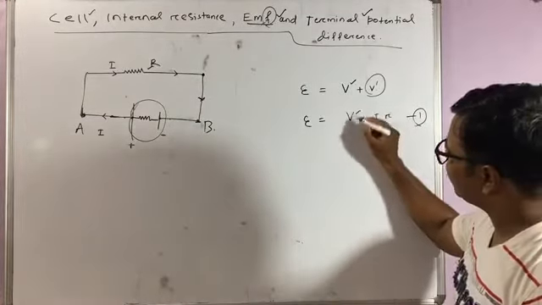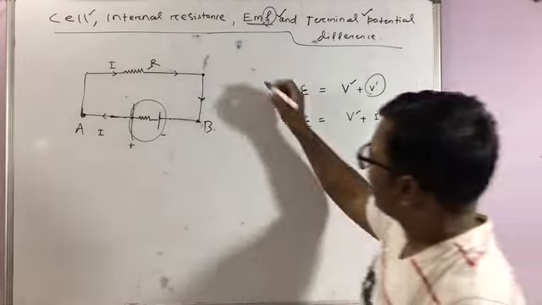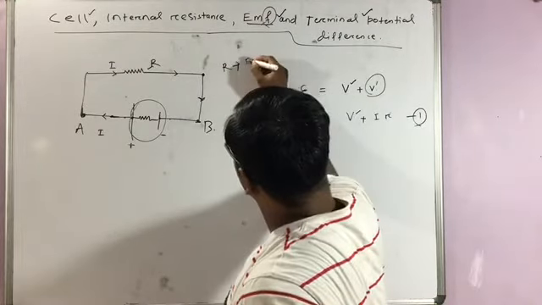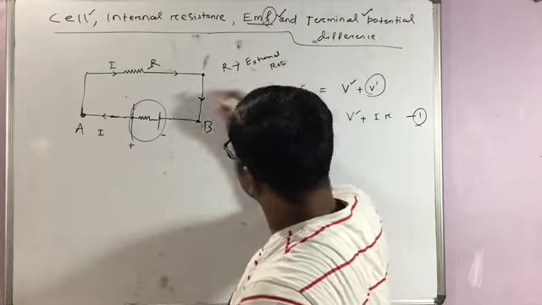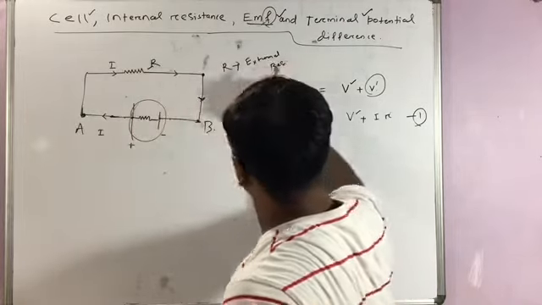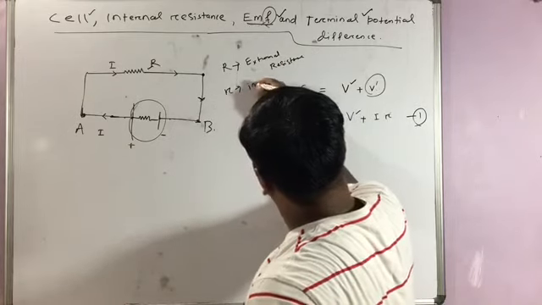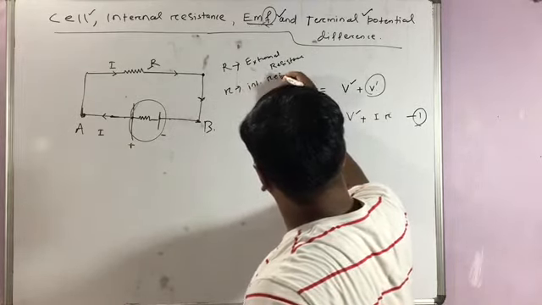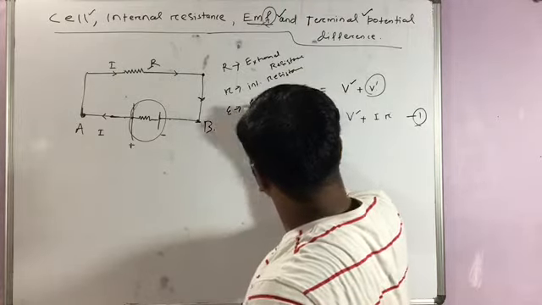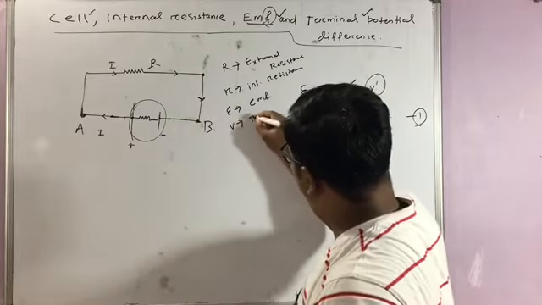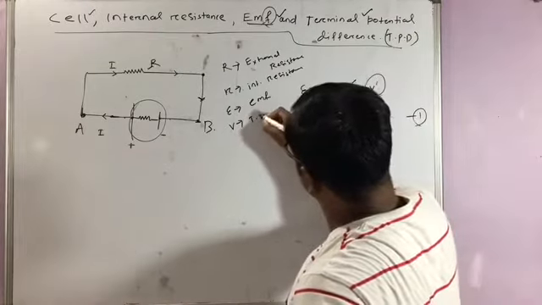Also, it has another form. This V can be replaced in terms of your external resistance. Here R is the external resistance. External resistance means it is external to the cell, that's why it is called external resistance. Small r refers to your internal resistance, E refers to your EMF of the cell, V refers to your terminal potential difference, TPD in short form.